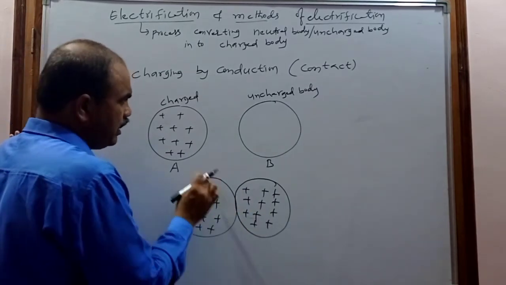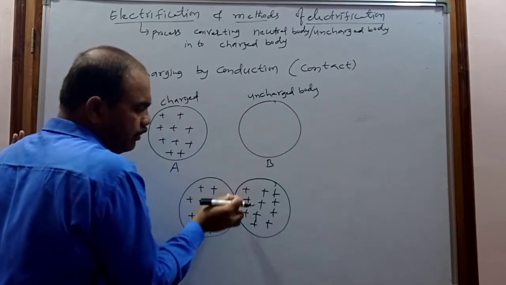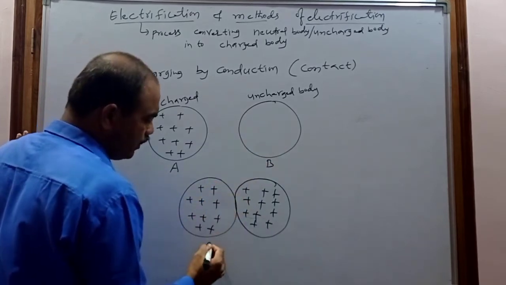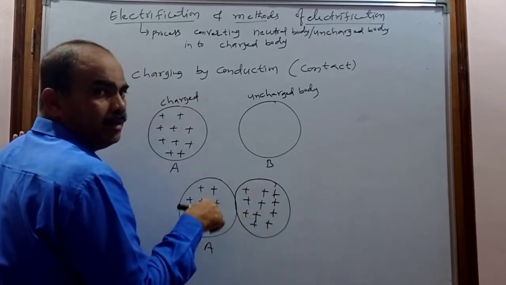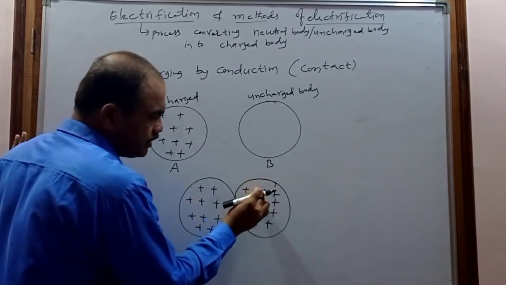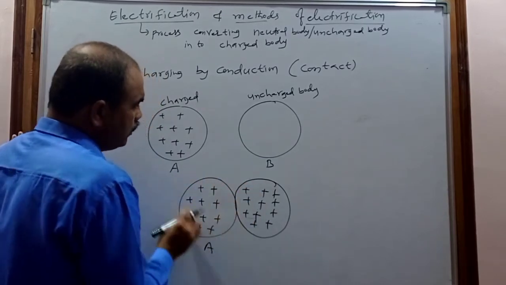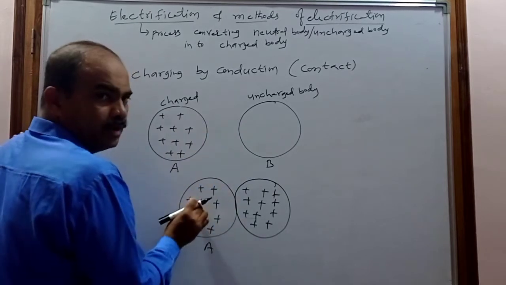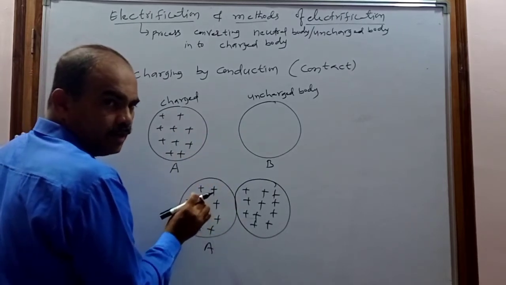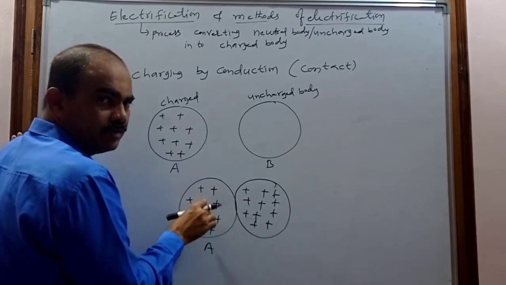What is the nature of the charged body? Positive charge. So when this uncharged body is kept in contact with the charged body, the uncharged body also has the same nature of charge and becomes positively charged. Why does it become positively charged here? Initially the charged body has a positive charge. What is the meaning of positive charge? Deficiency of electrons.